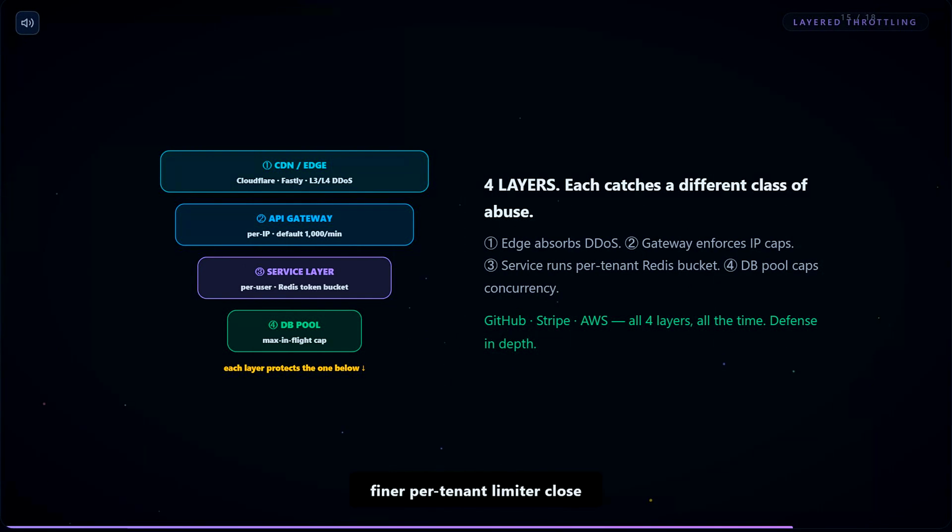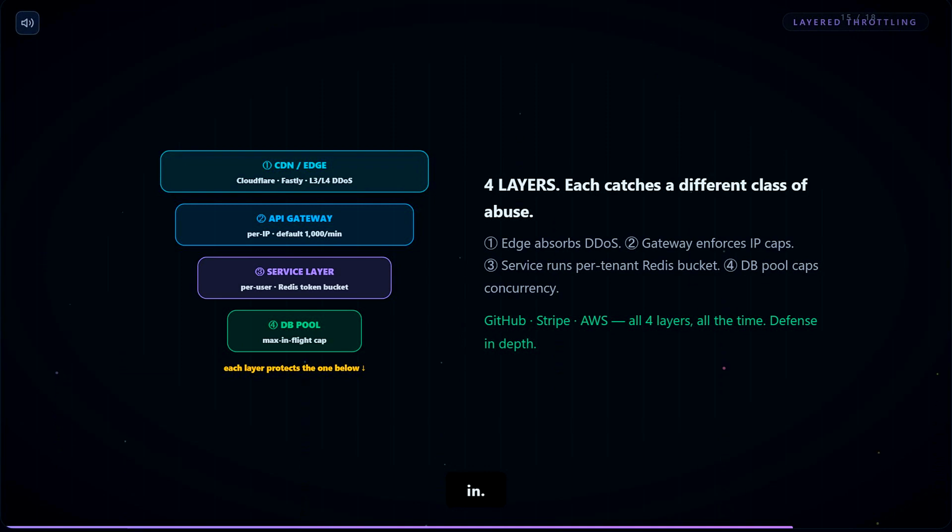3. The service itself. A finer per tenant limiter close to the database, protecting expensive endpoints like search or report generation. 4. The database connection pool. The last line of defense. If a runaway query gets through, the pool itself caps concurrency. Four layers, each catching a different class of abuse. If any one layer fails, the next one still saves you. That is defense in depth, and it is the only architecture senior interviewers actually believe in.